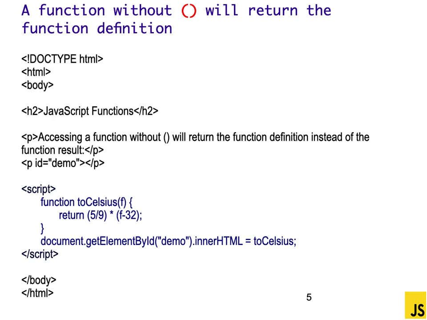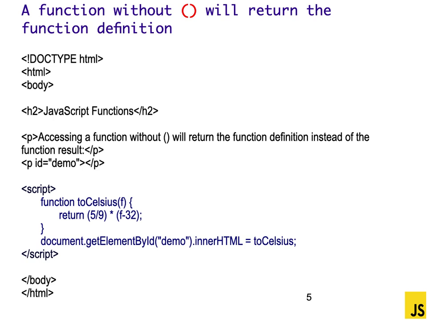In our script, function toCelsius f. f is the argument there. So inside parenthesis, f is there. Return 5 by 9 into f minus 32. So the Fahrenheit to Celsius conversion is performed and that particular Celsius value is to be returned.